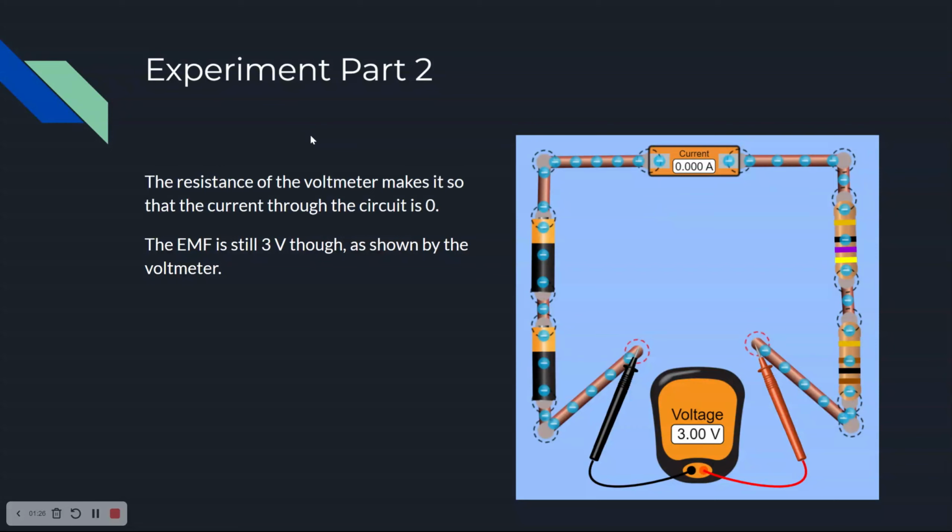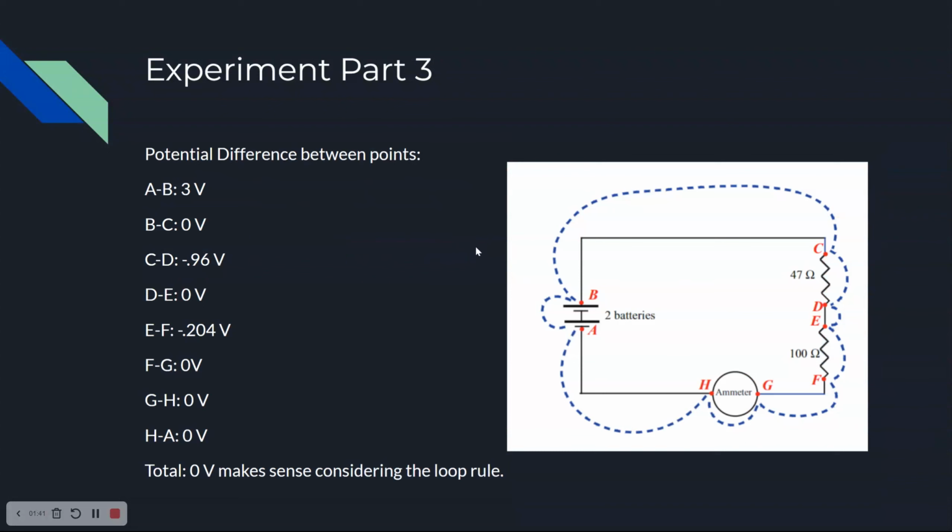So part 2 of the experiment. The resistance of the voltmeter made it so that the current through the circuit is 0, because we treat voltmeters as if they have an infinite resistance. But we can still see that the EMF is 3 volts, as shown by the voltmeter on the image. Part 3 of the experiment.